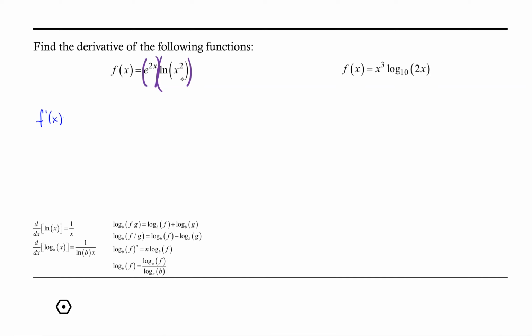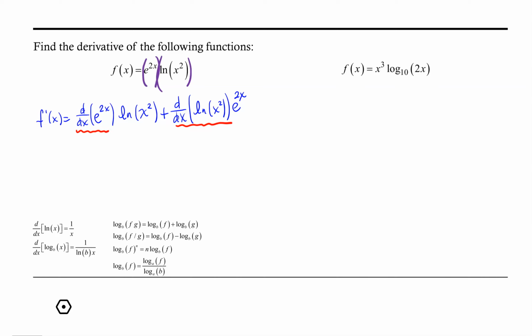So f prime of x is equal to, and now we're using the product rule, so it will be the derivative with respect to the first factor times the second factor plus the derivative with respect to x of the second factor times our first factor. And now we need to go ahead and determine what these derivatives actually are.